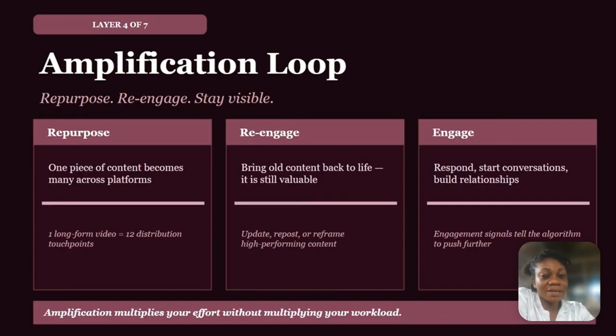That's, you get to identify the content that is performing well across different channels of your social media platforms, right? You identify them, you repurpose them, and then the next thing you do is to re-engage your audience with the high performing content. So there is a pattern the amplification loop follows. The first is to repurpose the content. So one long form video can be turned into different forms of content across different distribution touch points, right?